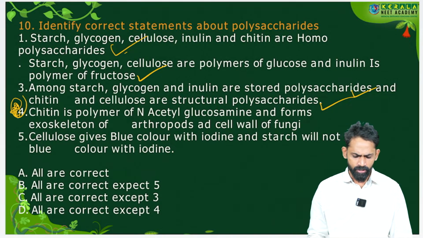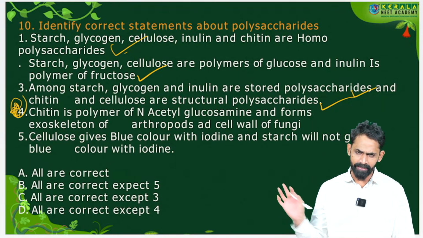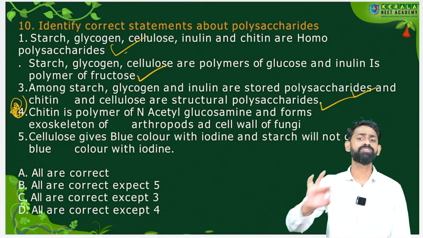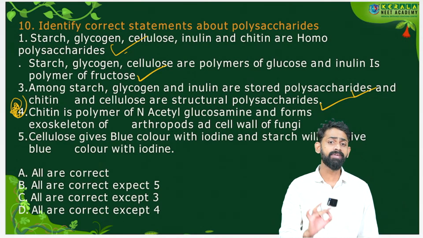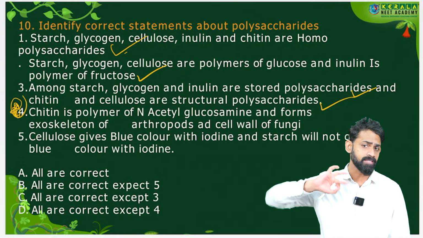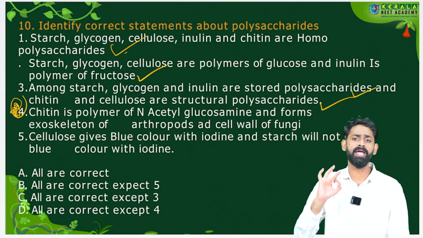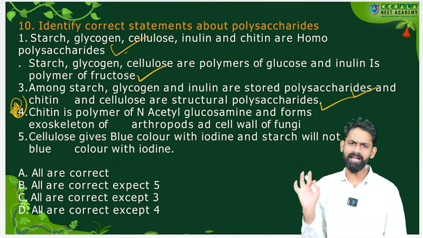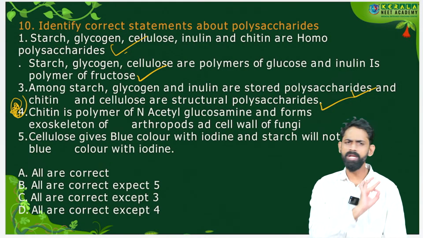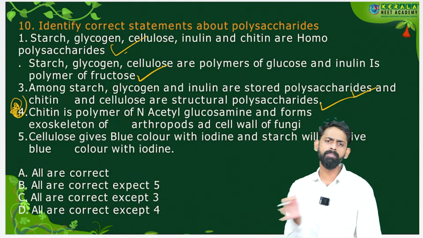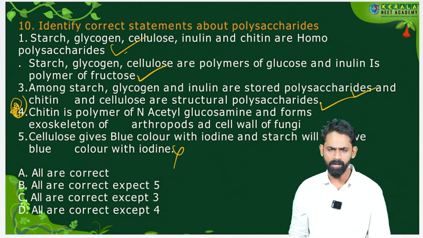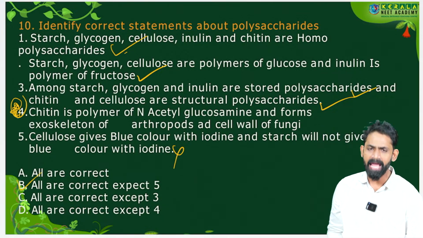Next one is cellulose. Fourth one is correct. So here is the conclusion point. Starch gives blue color with iodine because starch consists of a complex helical secondary structure. Cellulose will not give the blue color with iodine because of lack of helical structure. That is why the fifth one is wrong. So all are correct statements except 5.